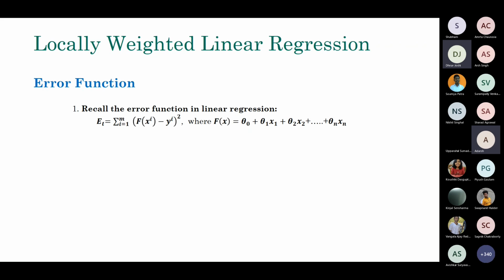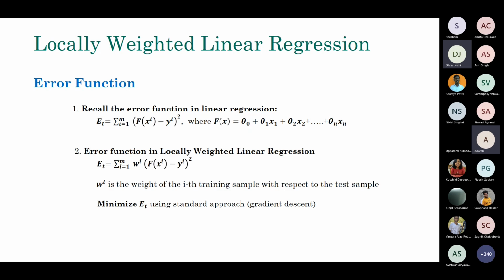Let me contextualize the whole thing by comparing the error function with respect to linear regression. In linear regression, this is the error function: E equals the sum over all the errors on individual samples, that you know. For locally weighted linear regression, it is the same thing, with one additional term that we have introduced, called w_i. What is w_i?